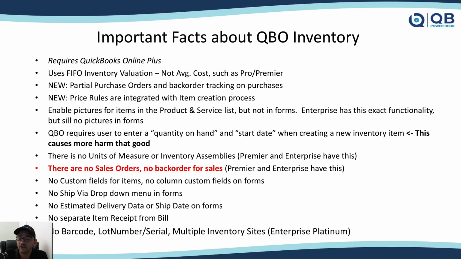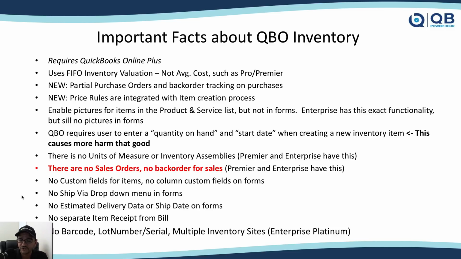QBO requires a user to enter quantity on hand and a start date every time they create a new item. Pay attention to this. This is the biggest culprit of problems with inventory on my QuickBooks Online clients, because customers get confused about what they're supposed to do. They start entering some random numbers, some random start dates, and it really messes the whole thing up. This is a big change from QuickBooks Desktop, where you can create the item without having to put a quantity on hand and a start date. And this is probably the one thing that causes the most harm right from the beginning.